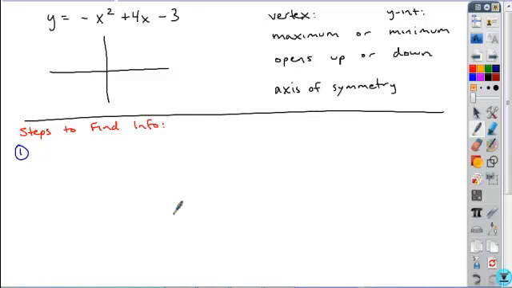Walk through the steps that I'd suggest you go through to find these. Okay, so the first thing is to identify the values of A, B, and C.